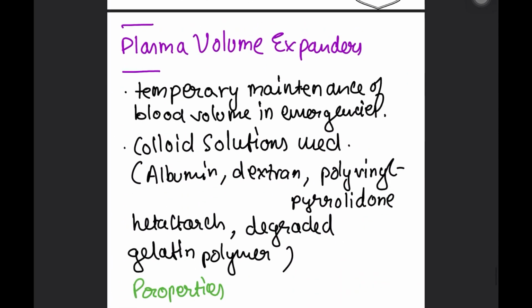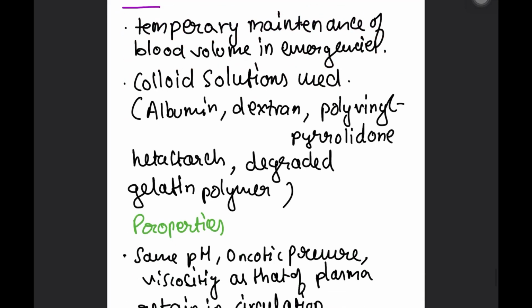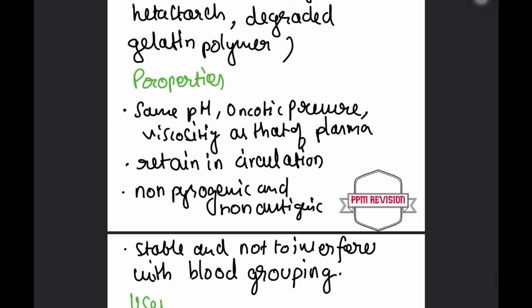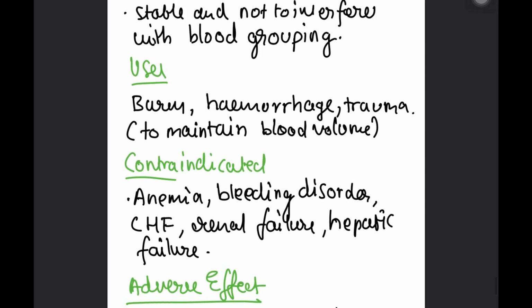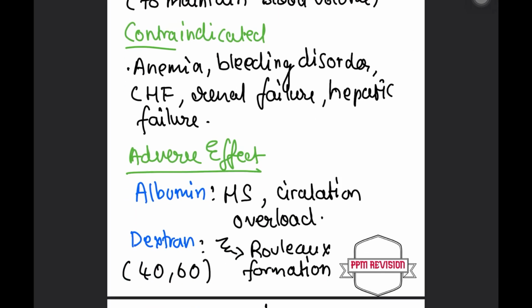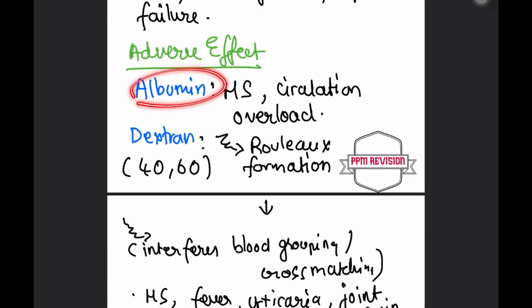Then talking about plasma volume expanders, it is nothing but temporary maintenance of blood volume in emergencies, and colloidal solutions such as albumin and dextran are used. As for properties, it has the same properties as that of plasma in terms of pH, oncotic pressure, and viscosity, and it is retained in the blood, is stable, and does not interfere with blood grouping. Uses of plasma volume expanders: mainly burns, hemorrhage, trauma. Contraindicated in anemia, CHF, renal failure.